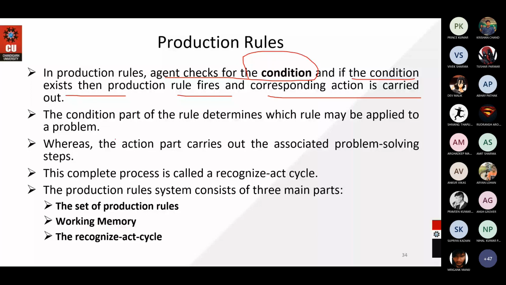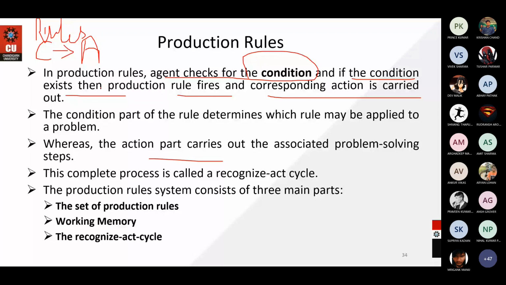The condition part of the rule determines which rule may be applied to a problem, whereas the action part carries out the associated problem solving steps. So basically it consists of two parts: condition, and based on those conditions, certain action parts. The condition part consists of rules for which the conditions are true, and based on these rules, certain action will be taken.